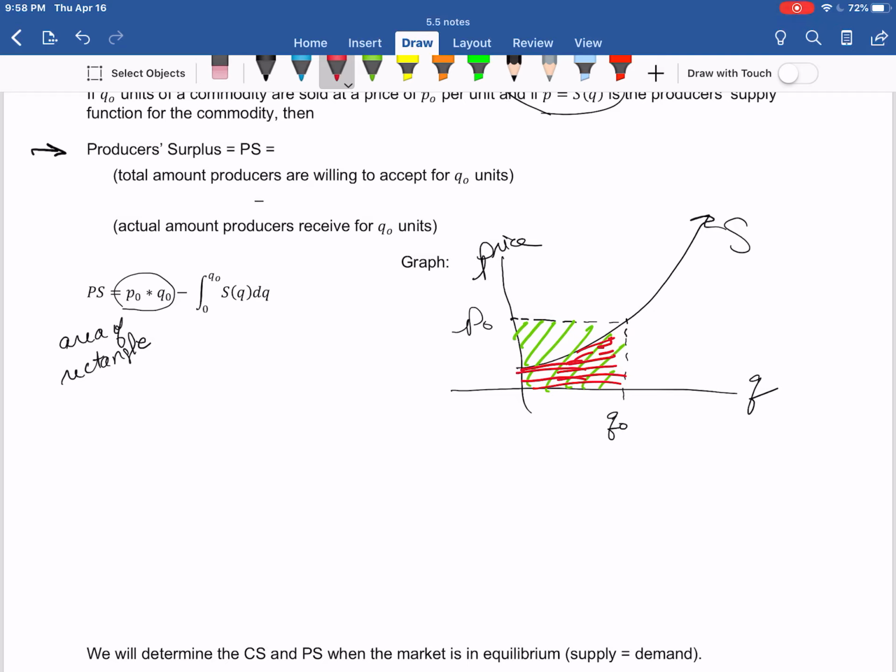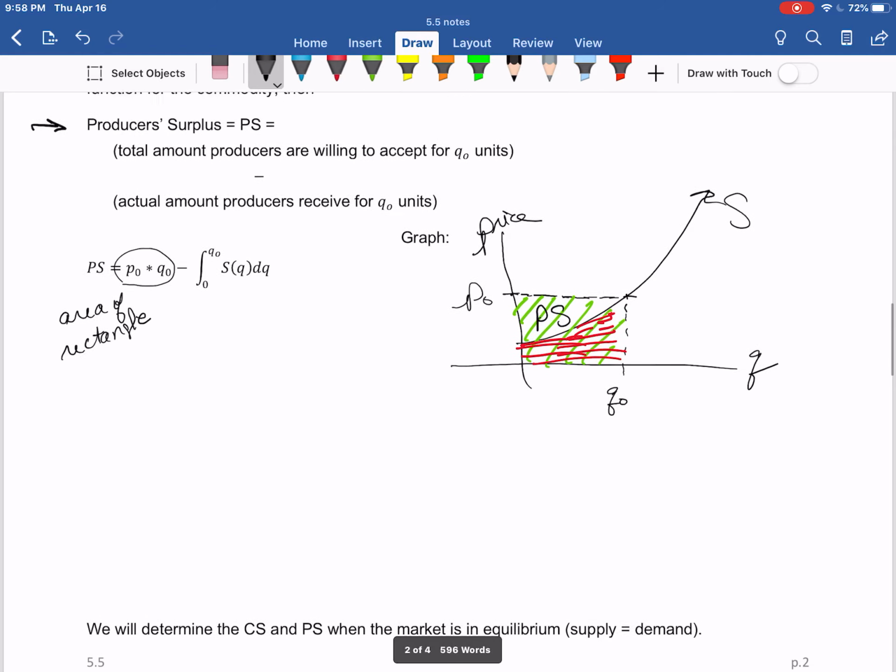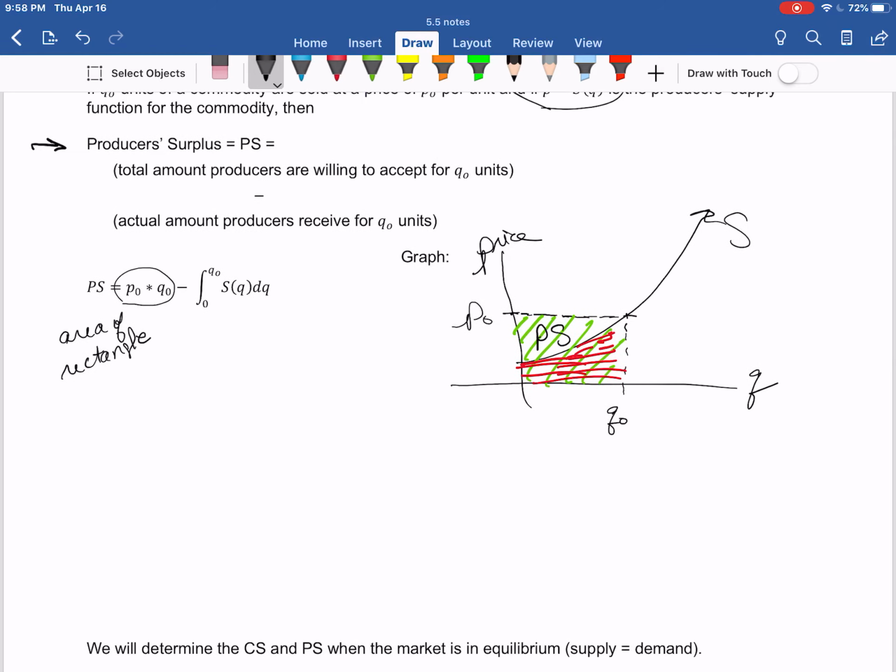And so the part that's left over is your producer's surplus, which is in that section that's above the supply function but below this dotted line. That's your producer's surplus. A lot of times you're going to be putting both of these together. You're going to put producer and consumer all on the same graph.